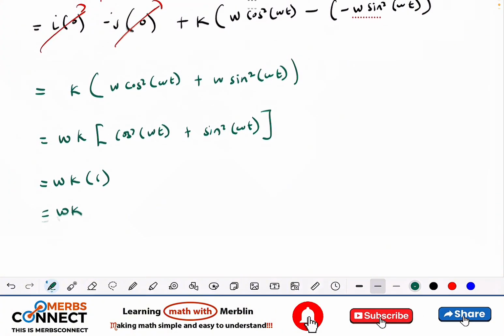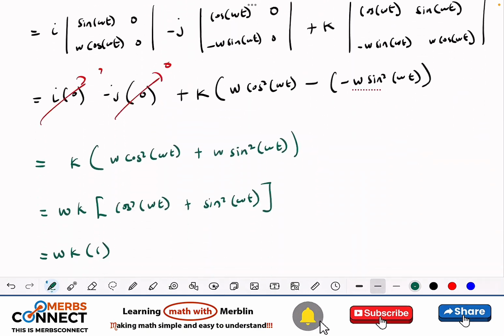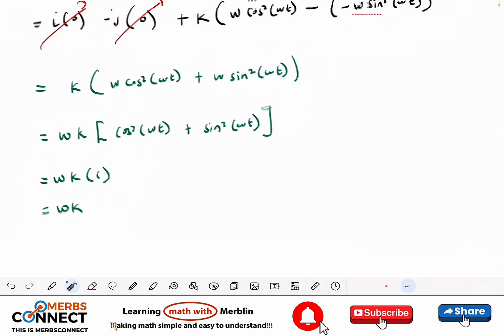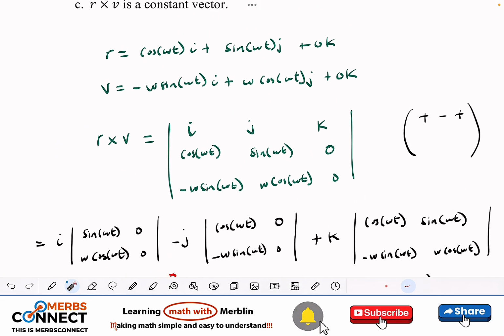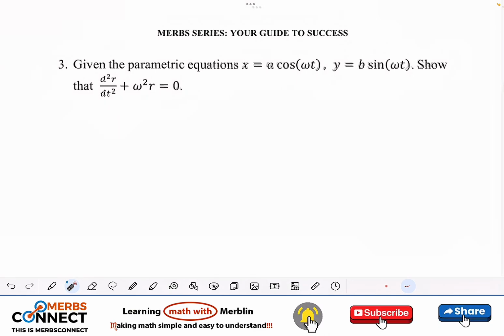So one thing that you need to know is whenever we are dealing with this type of questions, you should be having this in mind. It happens a lot in this kind of questions. All right, let's look at question 3. Given the parametric equation, this and that, we want to show that when I find the acceleration, plus omega squared r, I will have it to be 0.